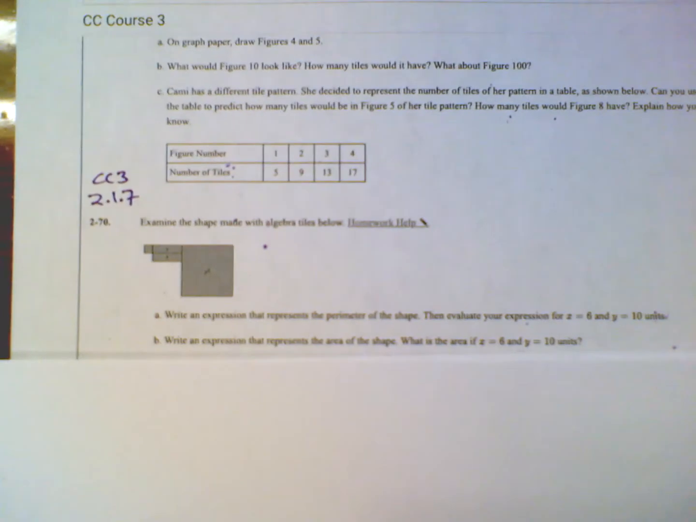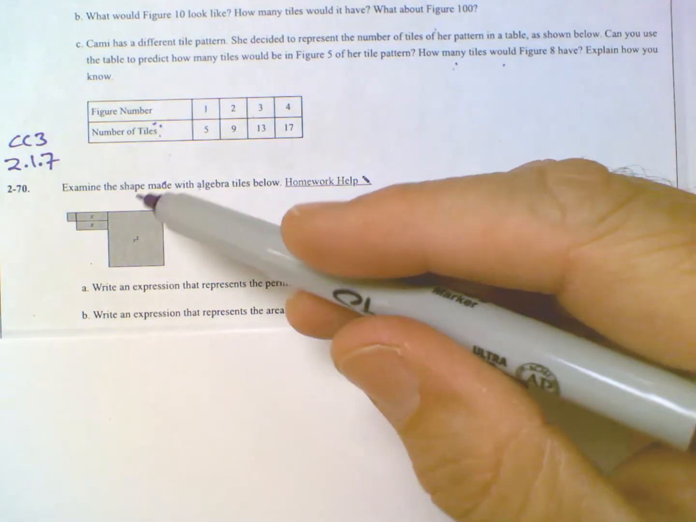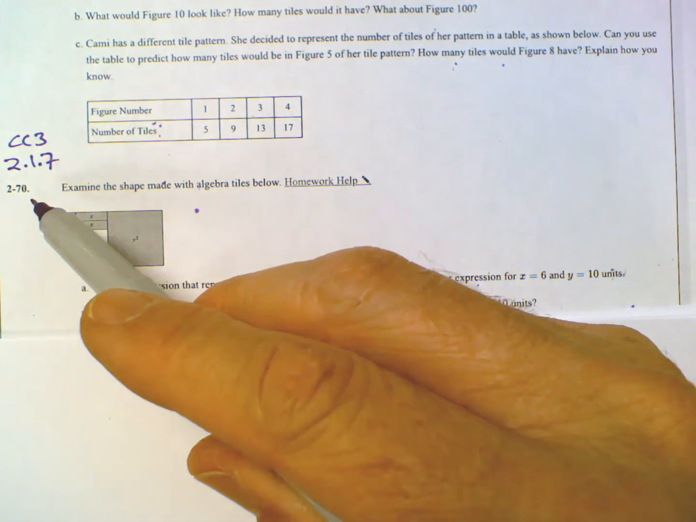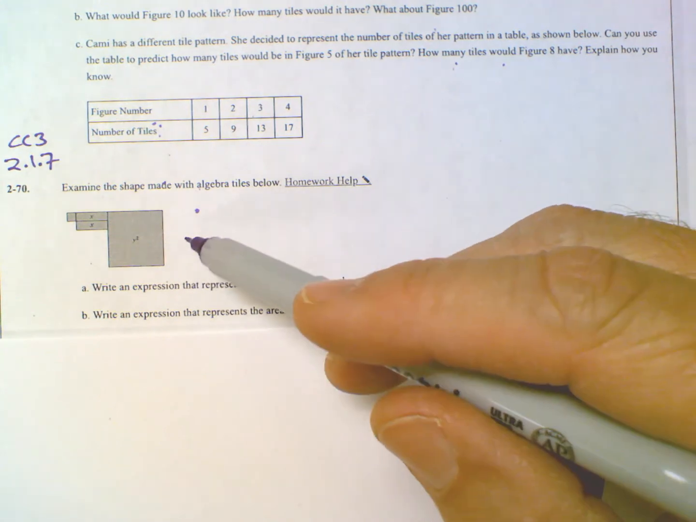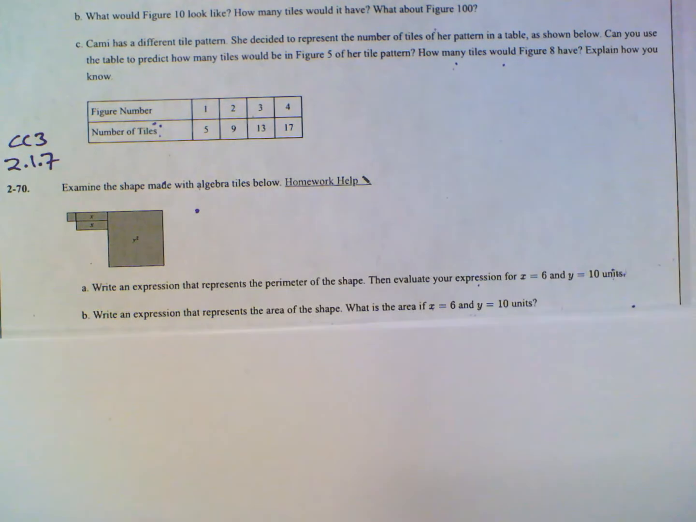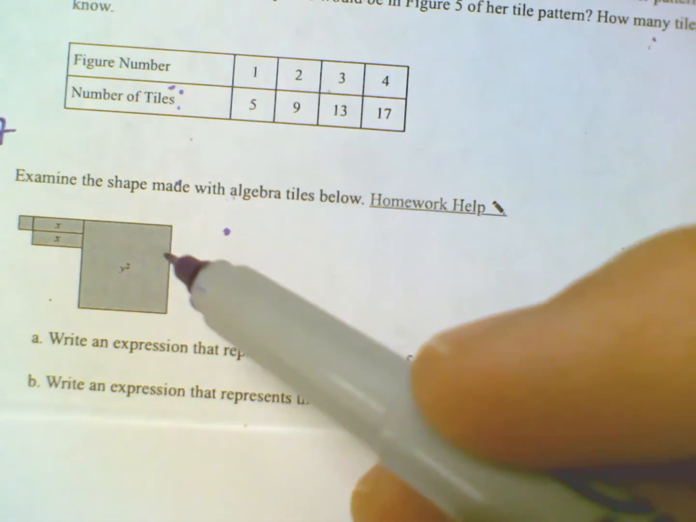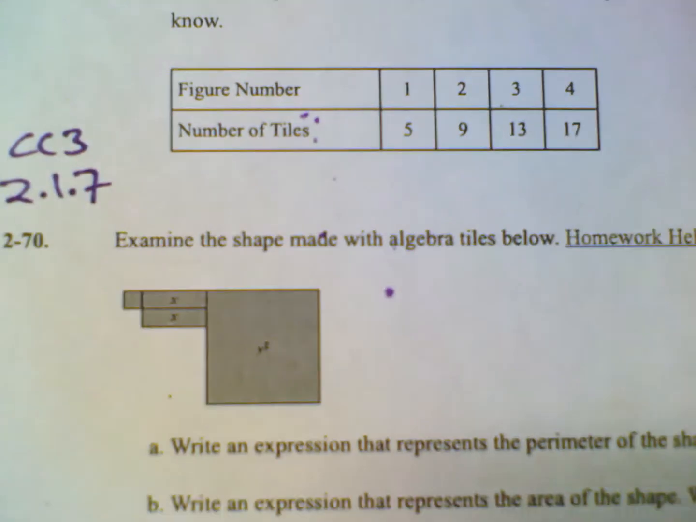Right, I'm going to look at CC3, section 2.1.7, number 2-70. So a little review of finding the perimeter and area of algebra tiles. If we look at these tiles that were given, we know that that is a one tile. So what does that tell me? Let me get real close.